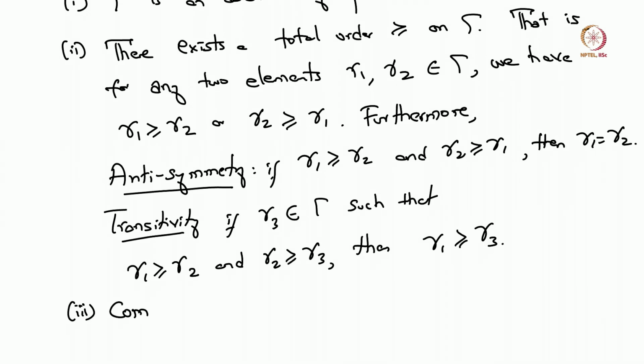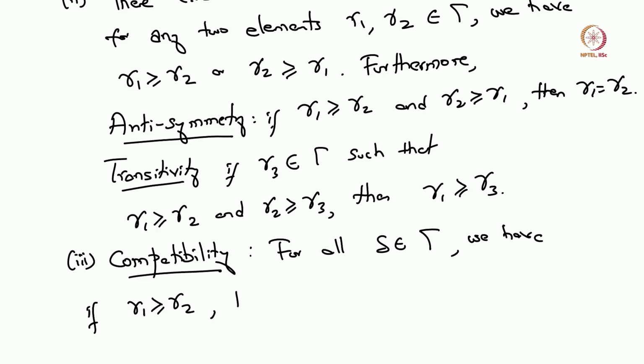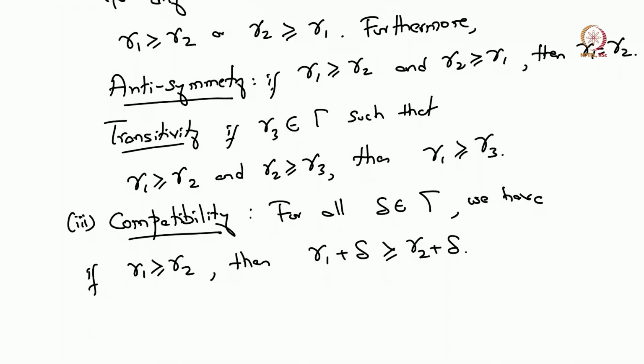And we have some sort of compatibility between plus and greater than or equal to. So if you give me any other random element, say delta, in the group, and if you have two elements gamma 1 and gamma 2 with the property that gamma 1 is larger than or equal to gamma 2, then you can add delta to both sides and that preserves the inequality. So gamma 1 plus delta is larger than or equal to gamma 2 plus delta.